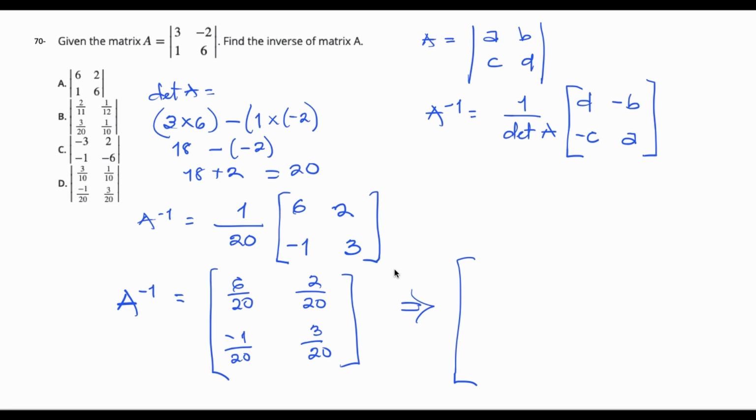So if we reduce each of these fractions, 2 can go into 6 3 times and 2 can go into 20 10 times. So this is 3 over 10. 2 over 20 becomes 1 over 10. Minus 1 over 20 remains the same. And 3 over 20 remains the same. So the option corresponding to that is D.